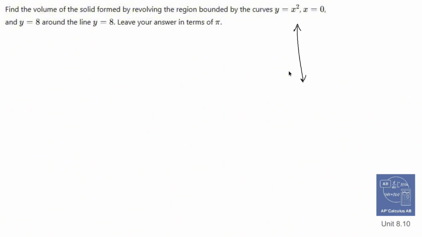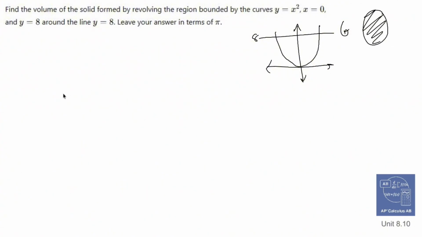So what we're doing is we're taking a parabola and we're spinning it around 8. And we're going to get this weird oval-looking, pill-looking shape when all is said and done. So we are going to use the disk method, but around other axes, right?